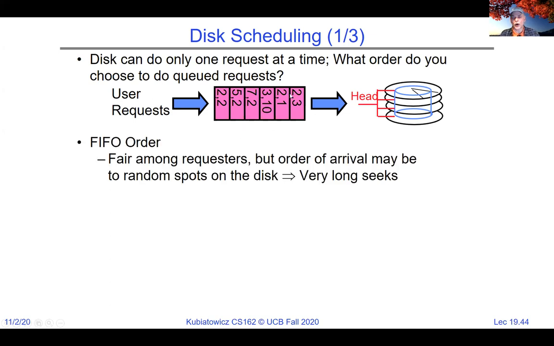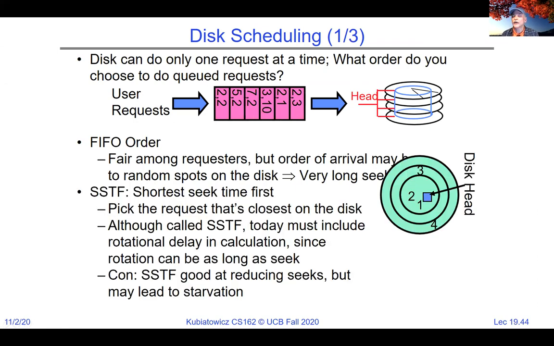Okay, and so if we allow ourselves to queue up a bunch of requests, we could do the obvious thing, which is we handle the first request. This is basically saying we go to track 2, sector 3, track 2, sector 1, track 3, sector 10, track 7, sector 2. So we could take them in the exact order in which they were queued, and that would be okay, I guess, except that we could very easily have to go all the way to the inside of the disk and then all the way to the outside and back to the inside and so on, because we have a set of requests that don't have any locality with them.